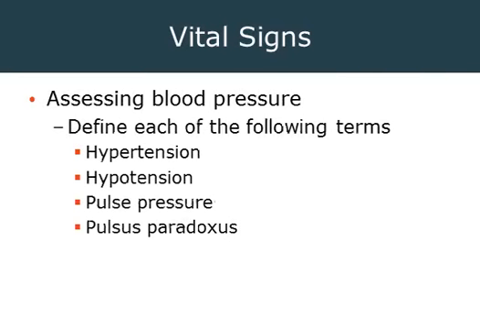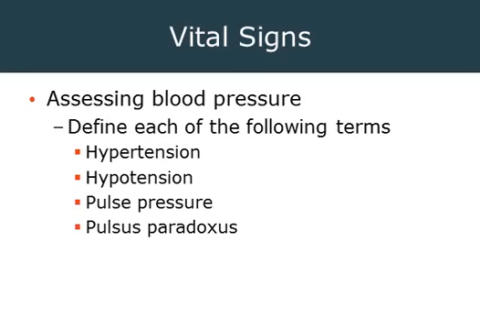So to define a couple of terms that go along with blood pressure: hypertension, hypotension. Hypertension would be a person with above normal, so above 140 systolic. Hypotension, somebody with below normal, so less than 90 or 100, depending on protocol, for a systolic pressure. Pulse pressure, again, is the difference between the systolic and the diastolic.